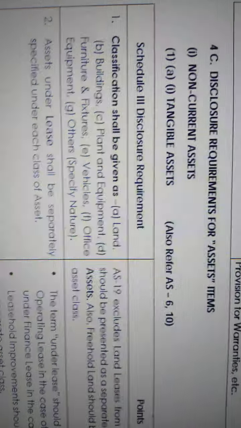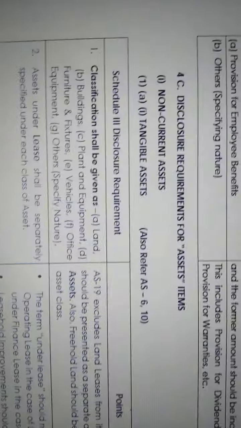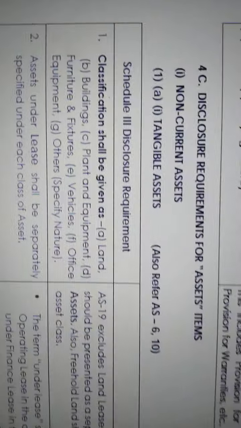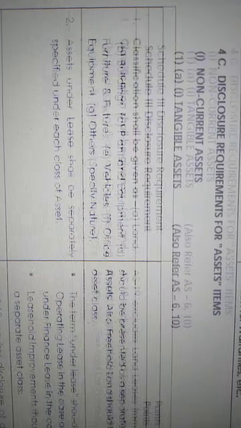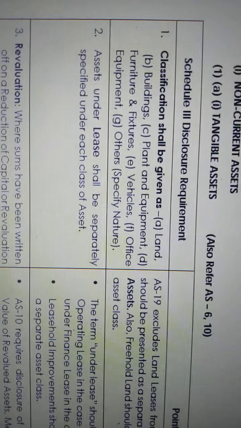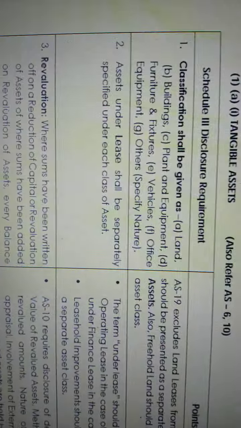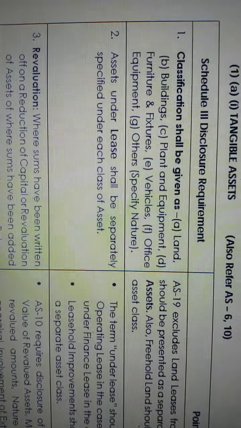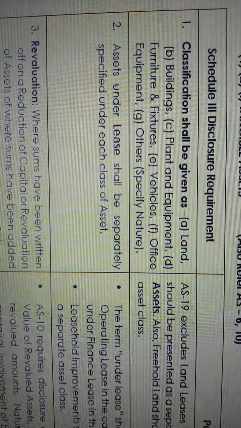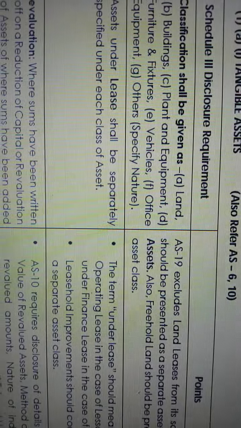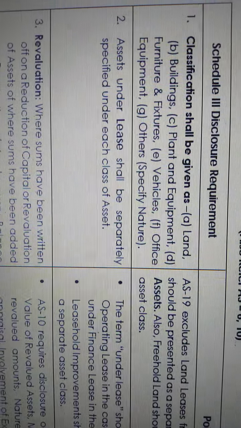Then come to the asset side, non-current assets. Under the non-current assets, what is the first item you have? Tangible assets, correct? Tangible assets. Under the tangible assets, I think you have fixed assets first. Under the fixed assets, you have land, building, plant and equipment, furniture, fixtures, vehicles, office equipment, other things. Okay? All these things you have to present.